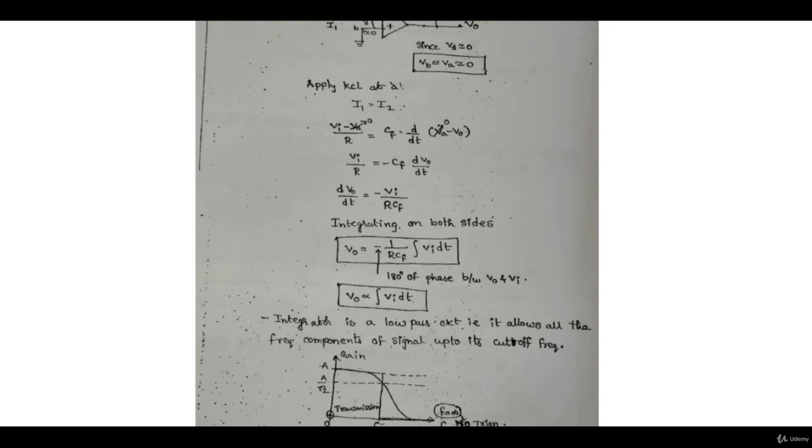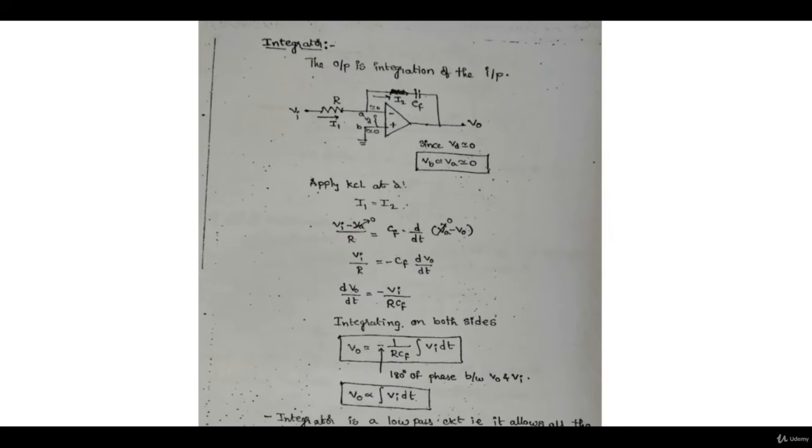Now let's look at the integrator circuit. So here it is, the integrator circuit. The output is the integration of the input. Simple. There is a resistance and there is a capacitor. We can again write KCL at these two branches. We will get Vi divided by R is equal to minus Cf into dV0 divided by dt.